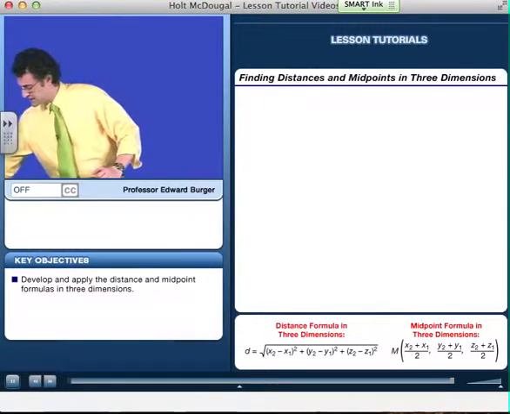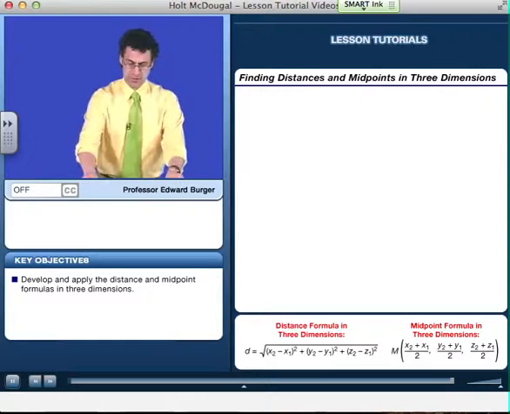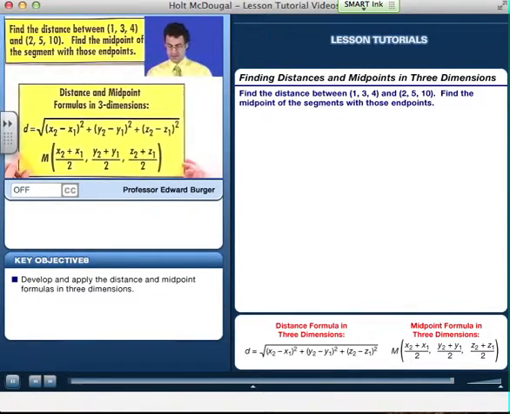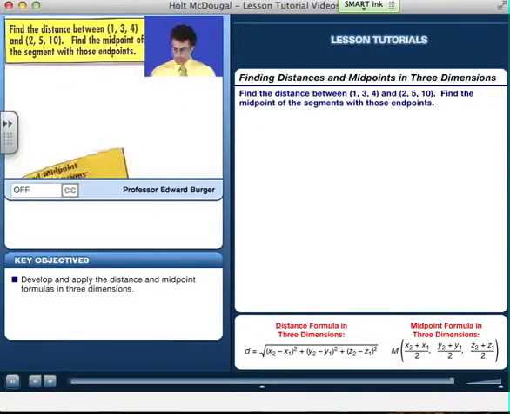So to practice these, let's actually take a look at this question. Let's find the distance between these 2 points in space and find the midpoint of the segment who has these 2 points as their endpoints. So here we go. Let's try it.